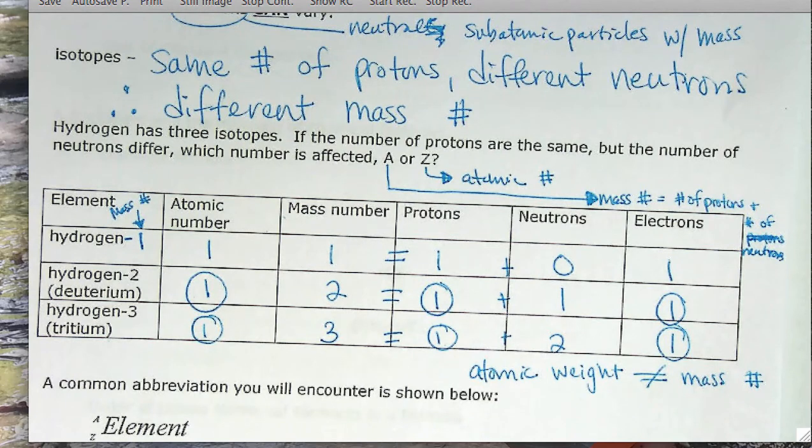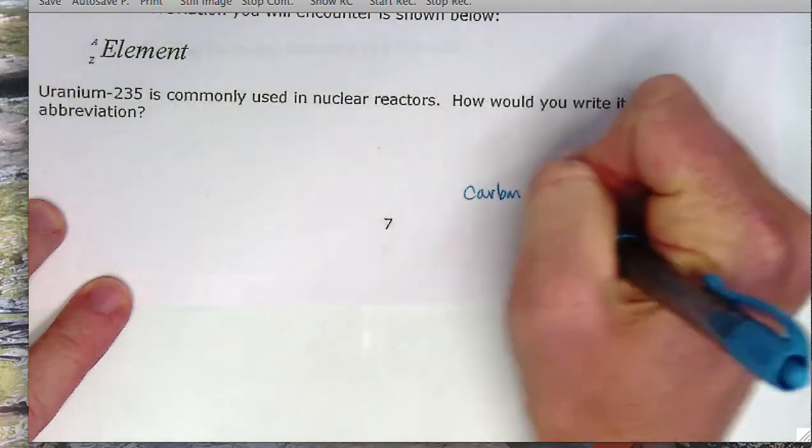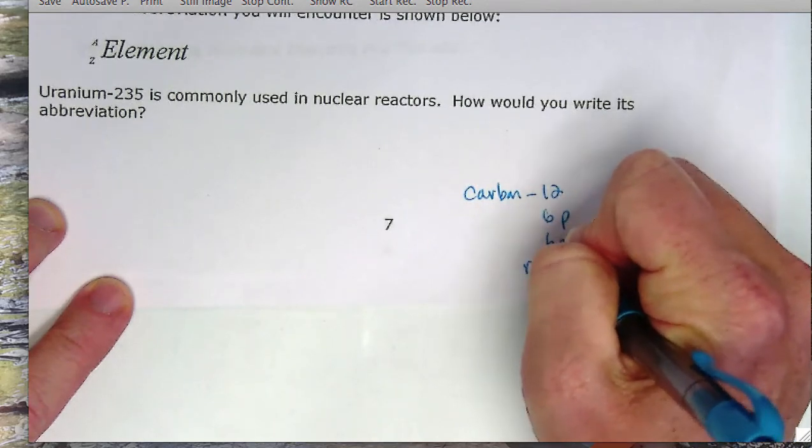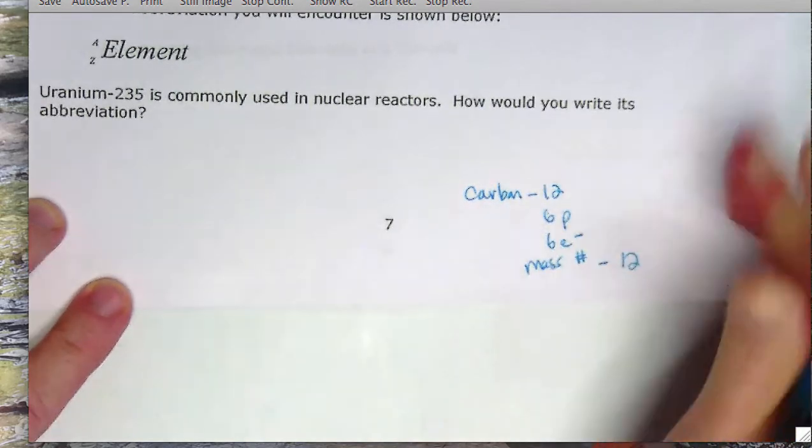So carbon, if you look at carbon 12, carbon 12 has how many electrons and how many protons? Not 12, but look at the atomic number, right? 6. So carbon 12 has 6 protons and 6 electrons. So the mass number for carbon 12 would be 12. Carbon 12, 6 protons, 6 electrons, mass number would be 12.